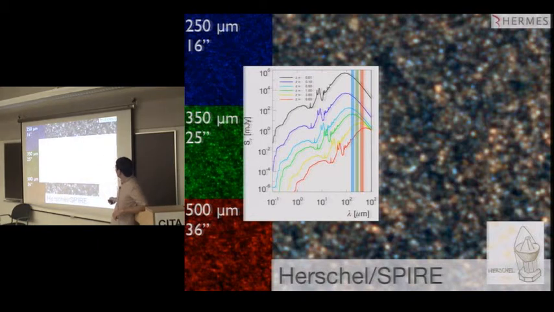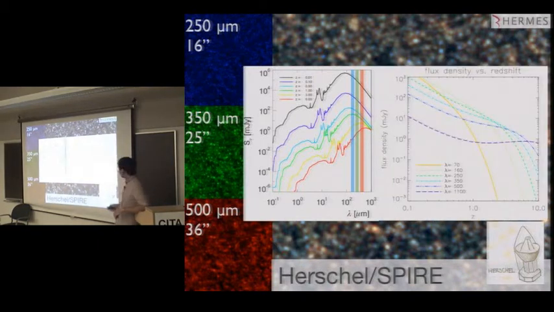This goes by the jargon, the negative K correction. You can show it in a different way. You can show the flux density versus redshift. At 70 microns, as you would expect, as something gets farther away, its flux density plummets. But in the sub-millimeter bands, as you get farther away, it's not becoming dimmer quite as fast.